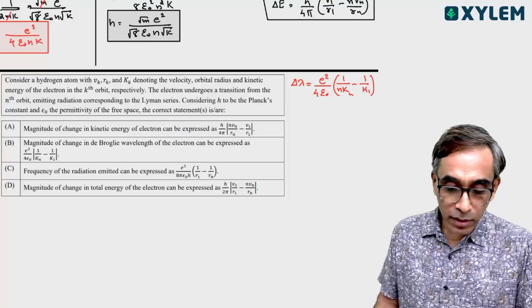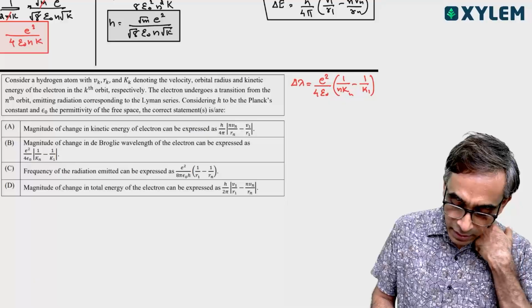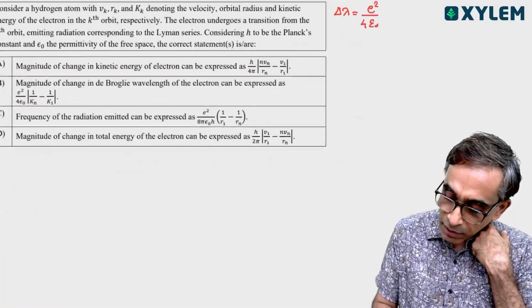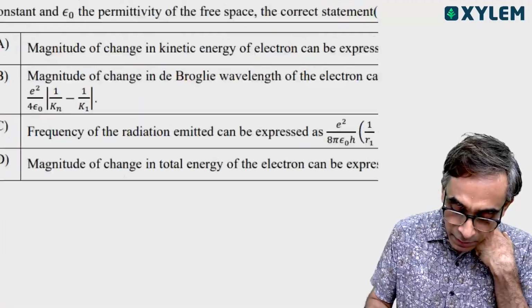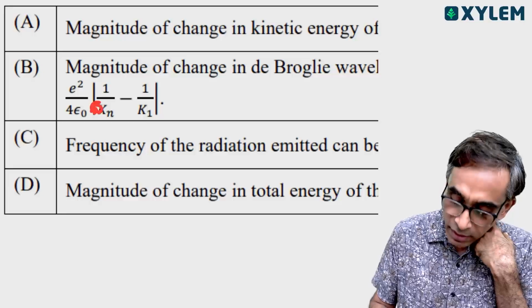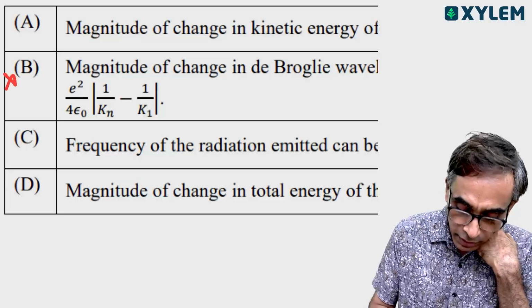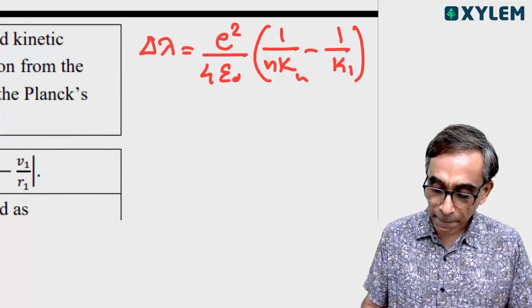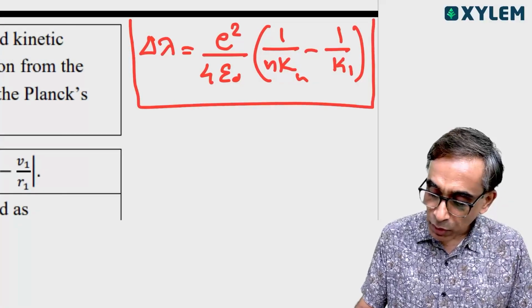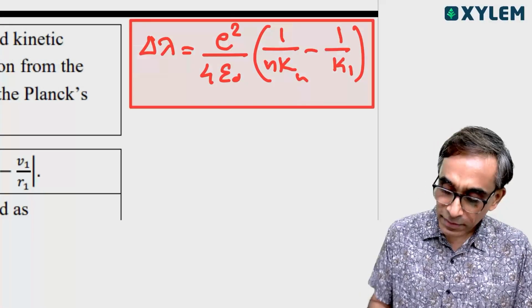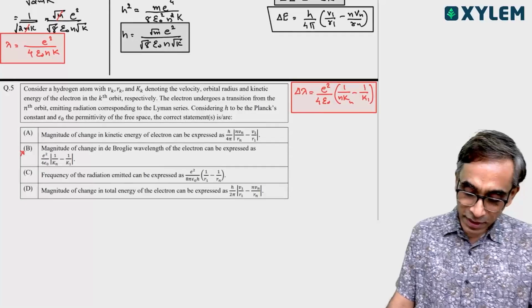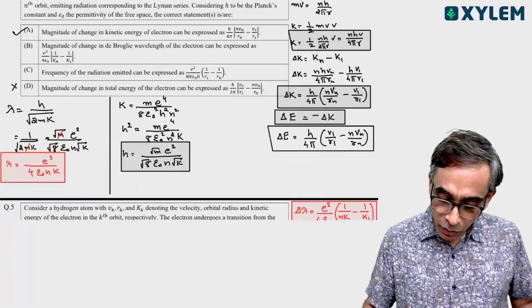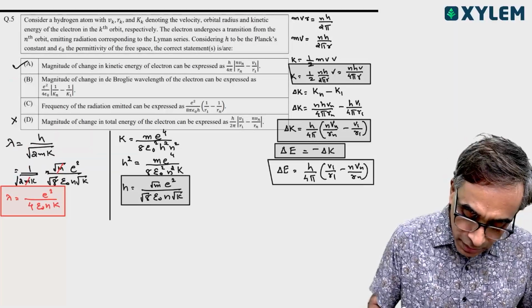So we can see that in this term something is missing. What is missing? That n is missing here. This n is not here. That is why this option is wrong. Actual equation is this one. This is the equation for de Broglie wavelength. Alright, so we successfully completed this. We know option A is correct, option B is not correct.